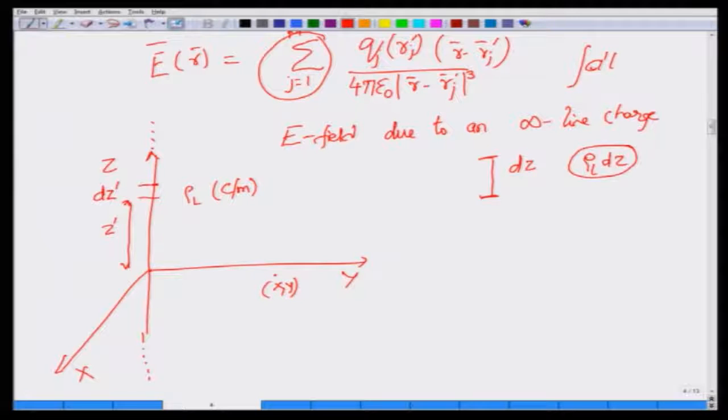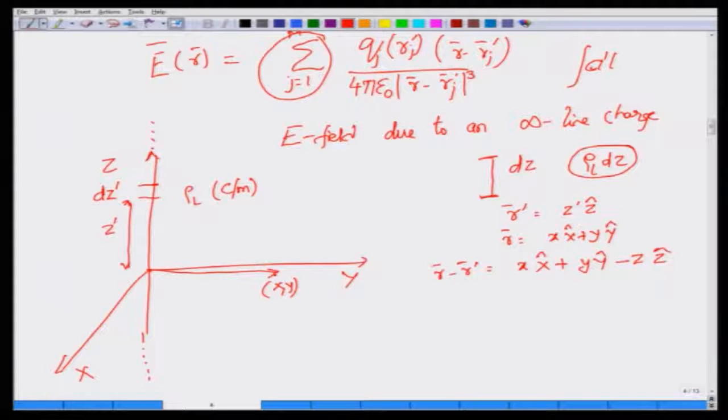Now, this is the source point. The source point is given by the position vector r prime, which is z prime in the direction of the z axis. What about the field point? To get the field point, you have to find the position vector at the point x, y in the z equals 0 plane. So, the field point is x x hat plus y y hat. There is no z component there. So, you can clearly find r minus r prime. This vector will be x x hat plus y y hat minus z prime z hat.